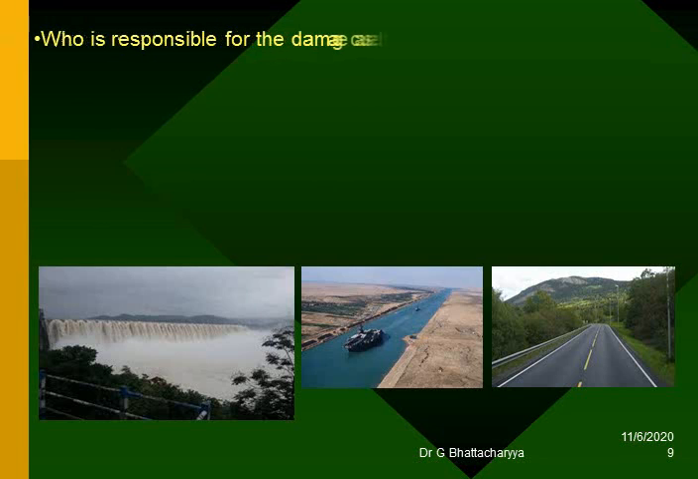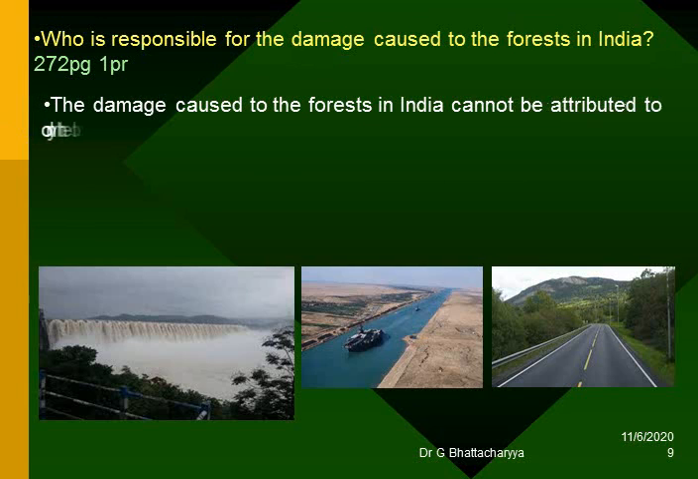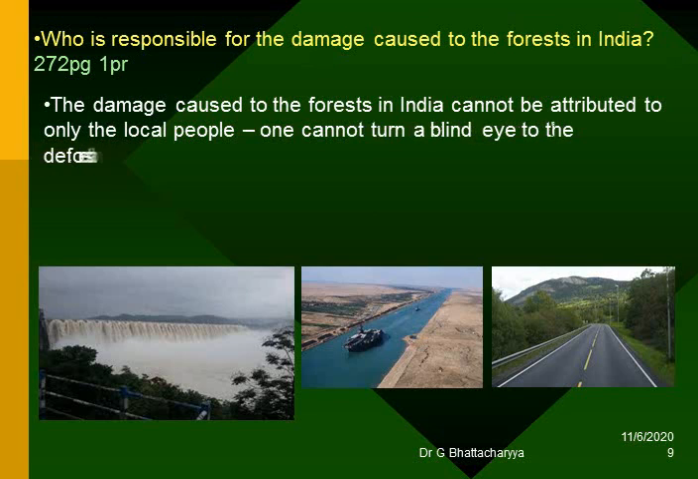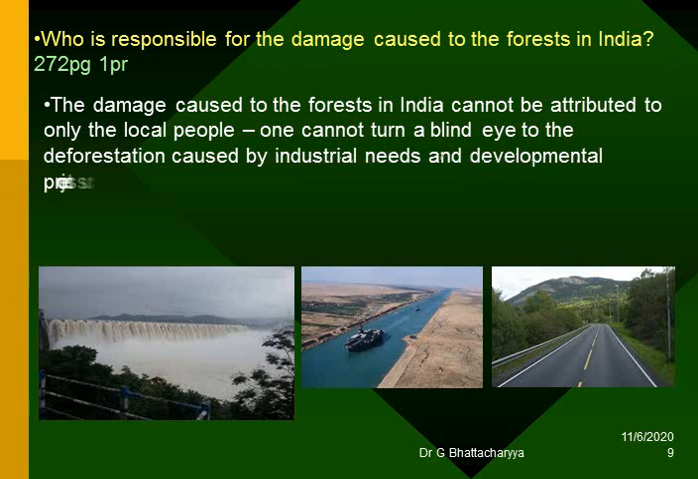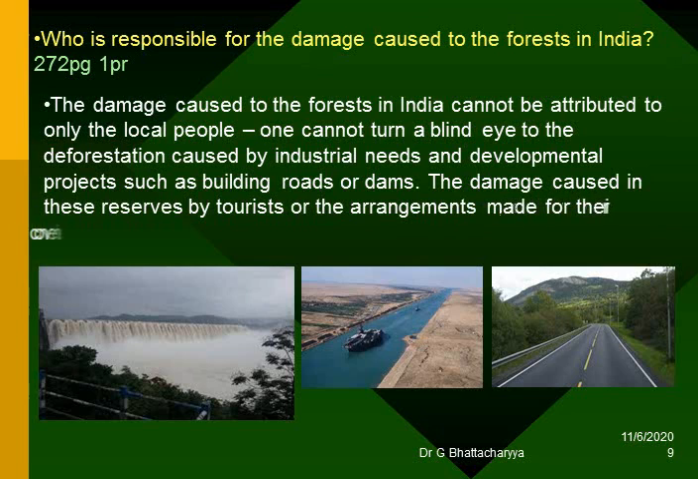Who is responsible for the damage caused to the forests in India? The damage caused to the forests in India cannot be attributed to only the local people. One cannot turn a blind eye to the deforestation caused by industrial needs and developmental projects such as building roads or dams. The damage caused in these reserves by tourists or the arrangements made for their conveyance is also to be considered.